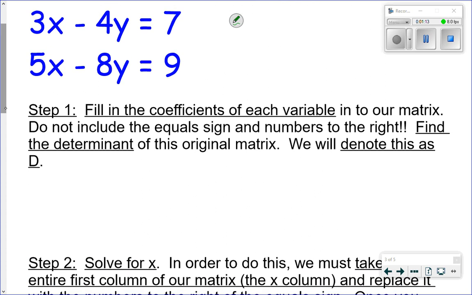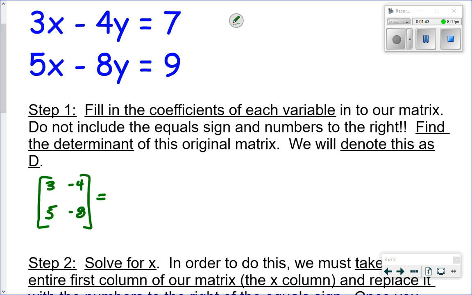Step 1 of Cramer's rule says fill in the coefficients of each variable into our matrix. So I'm going to have a matrix here, and I need to fill in the coefficients, and I'm just going to put them in. The x's in the first column and the y's in the second column. So it's going to be 3, 5, -4, -8. Do not include the equal signs and the numbers to the right. And it says find the determinant of the original matrix.